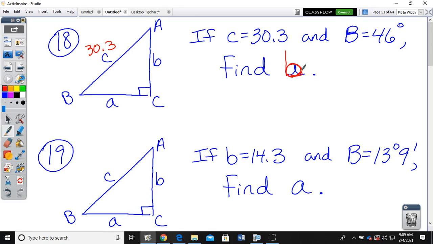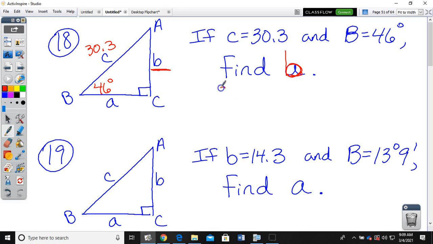Angle B is 46 degrees, and there's a 90 degree angle, so I'm looking for side B. Figure out which trig function you want to use. B is opposite 46, and 30.3 is the hypotenuse. What uses opposite and hypotenuse?